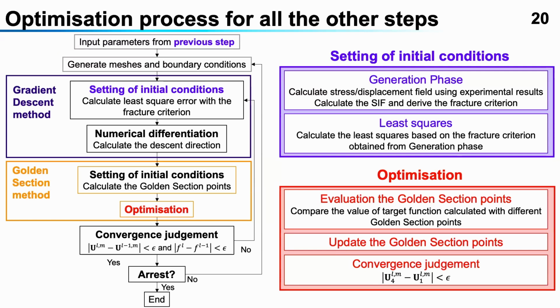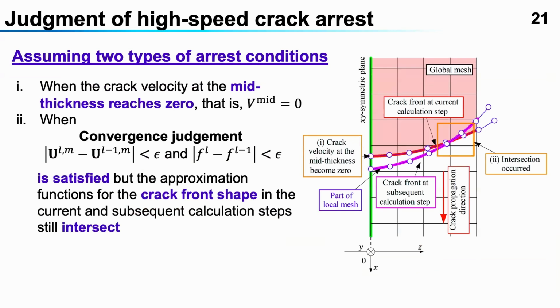Then, using the input parameters from the previous step, we conduct the same procedure again with the gradient descent method and the golden section method. Here we need to judge when crack arrest occurs, and we use two very simple judgments. First, velocity V becomes 0, meaning crack arrest. Second, this kind of intersection occurs during the optimization, which means the local mesh cannot be generated under this converged judgment, so we judge that the crack is arrested.